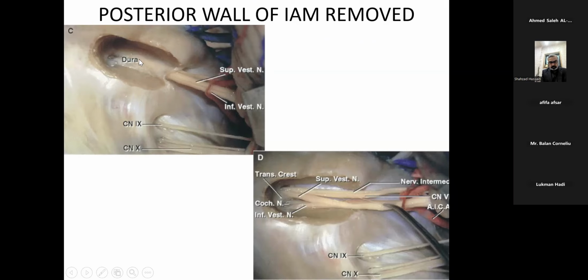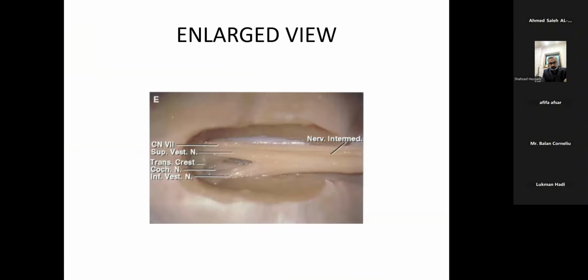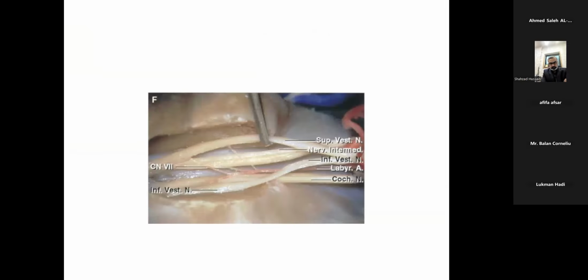This is the dural covering that is present, and once the dural covering has been removed, this is the crest that I was talking about initially. The transverse crest tends to separate the 7th and the superior vestibular nerve superiorly, and inferior to the transverse crest lie the cochlear and the inferior vestibular nerve. So the 7th nerve and the cochlear nerve tend to have a further anterior orientation, whereas the superior and the inferior vestibular nerve tend to lie posteriorly. This is an enlarged view showing a similar picture and similar concept.